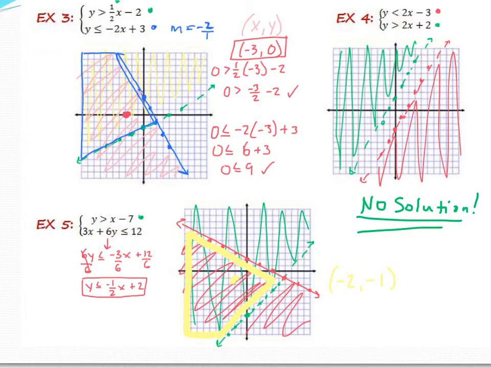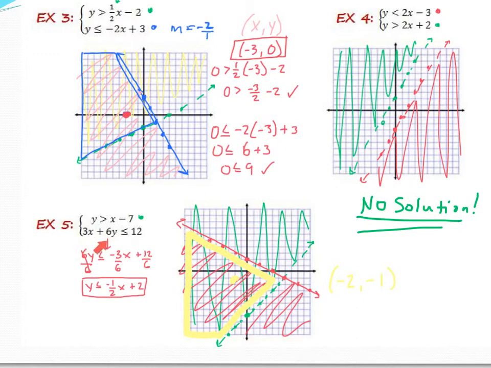Taking a look at number 5, however, number 5 required a little bit more work. If you can see it clearly, the one in green, we have y is greater than x minus 7, so I applied my y-intercept of minus 7, slope of 1, remember the number in front of x is 1, dashed line because it is only greater than, not equal to, shaded above because the inequality says greater than.